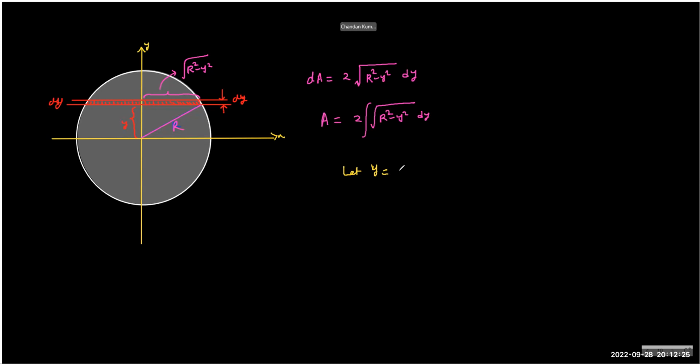Yes, go ahead. Tell me. y by r equals sine theta. So y equals r sine theta. Very good. And then what do you do? You differentiate. dy by d theta is how much? Also dy equals to. You can directly write dy equals to.